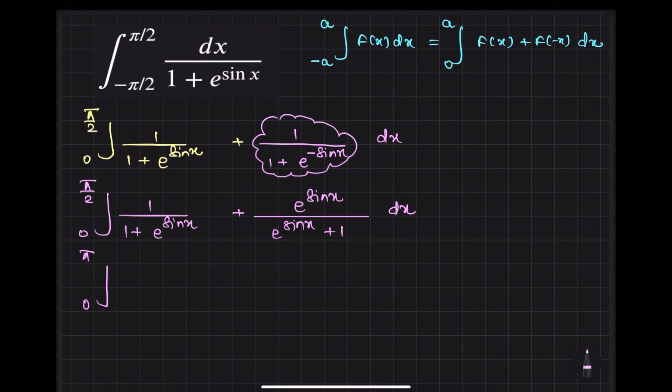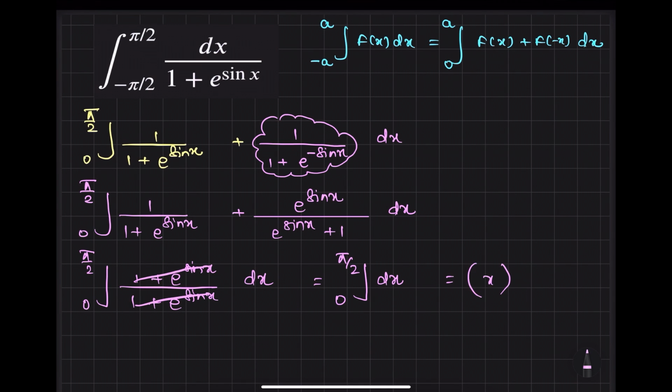So 0 to pi by 2, you will have 1 plus e power sin x upon 1 plus e power sin x dx. Okay, so this thing is gone, we are left with 1. So integration of dx from 0 to pi by 2. You know that integration of 1 is x. Now you have to apply the limit pi by 2 and 0. So put the upper limit, it will become pi by 2. Now minus lower limit. If you substitute the lower limit, it will become 0.